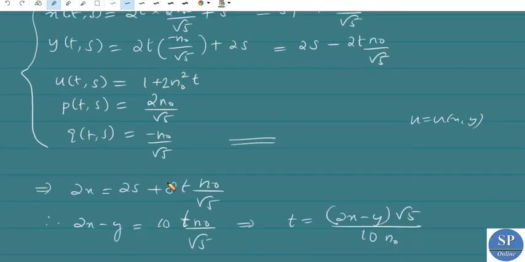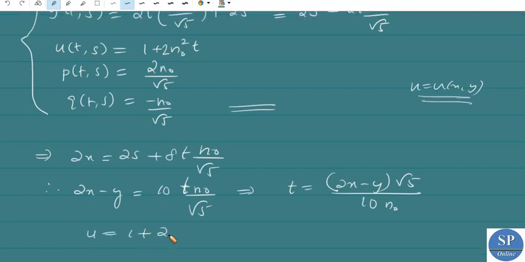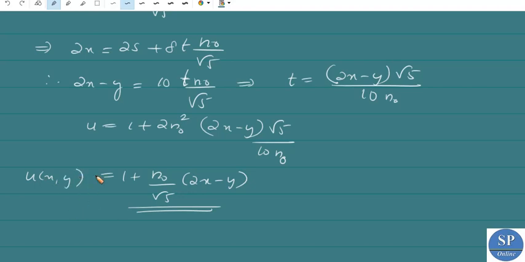And so now we obtained the t. This is our solution, u equal to 1 plus 2 into n naught square into t. If we replace this t by a function of x and y, we will obtain the solution as a function of x and y, right? So from this equation u equals 1 plus 2 into n naught square into t, where t equals this. Replacing this, we get (2x minus y) into square root of 5 divided by 10 into n naught. So dividing by n naught, and 2 by 10 is 1 by 5, so 5 by root 5. So this is 1 plus 2 n naught divided by root 5 into (2x minus y). So this will be our solution, the integral surface in terms of x and y. Okay.